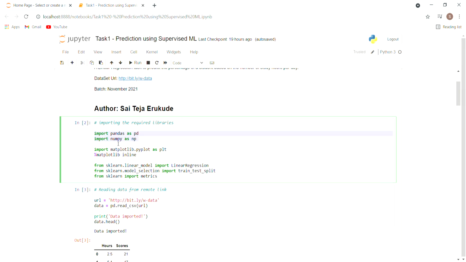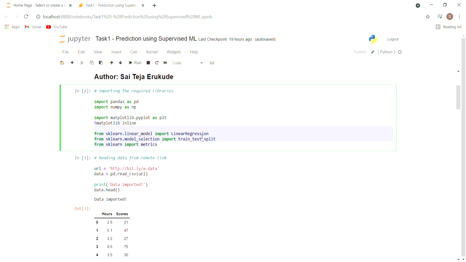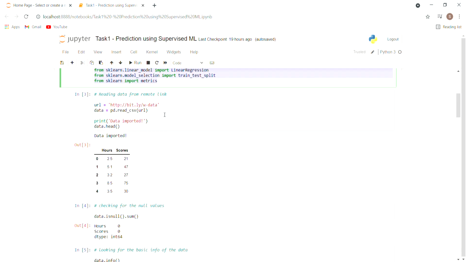I've imported NumPy and Pandas for data manipulation, Matplotlib for data visualization, and sklearn for machine learning algorithms. So the next thing is that we read the data from the remote link which was provided.